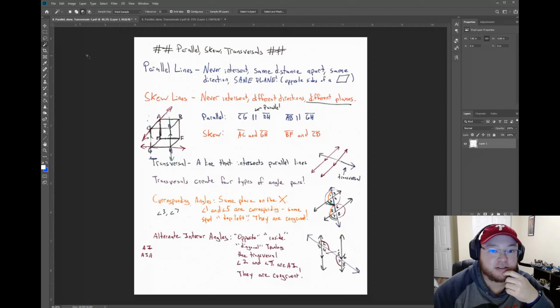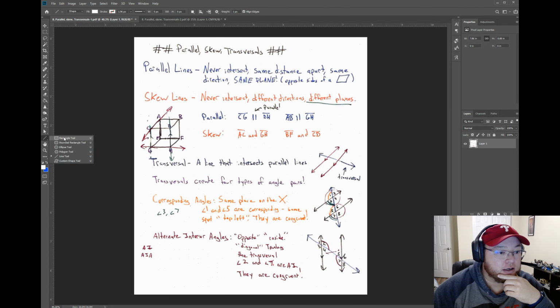All right, so let's talk about parallel, skew, and transversals. As a reminder, parallel lines never intersect. They're the same distance apart. They go in the same direction. They're in the same plane, basically meaning that they're the opposite sides of a parallelogram.